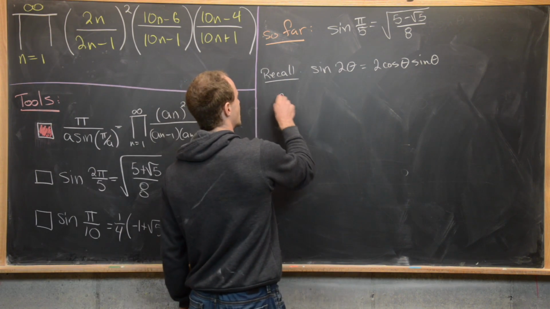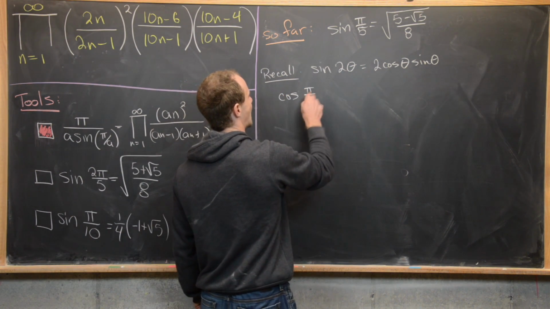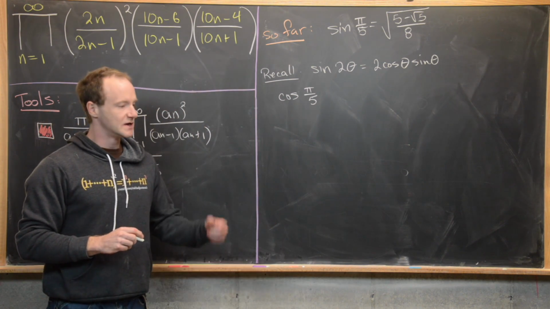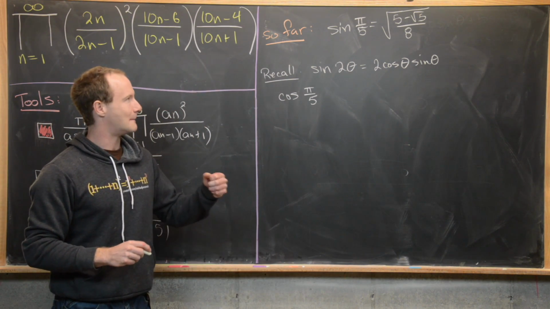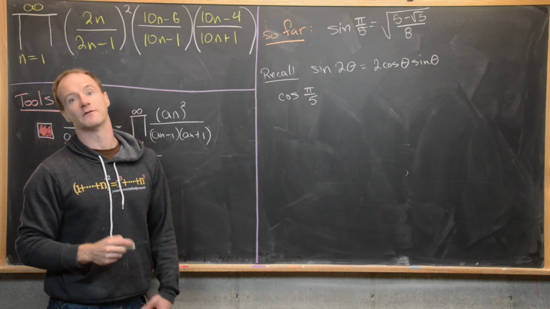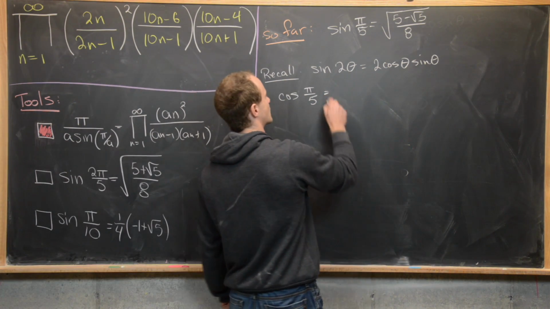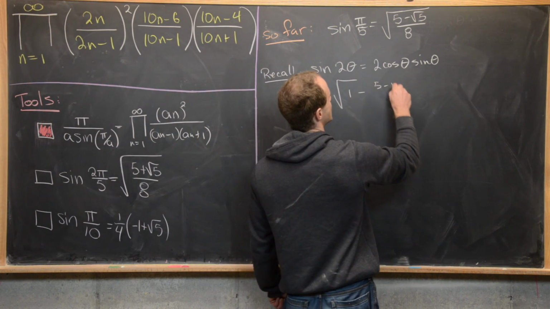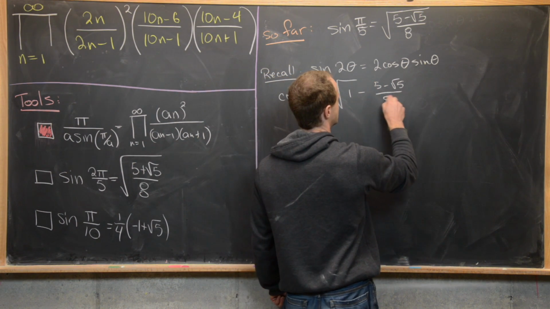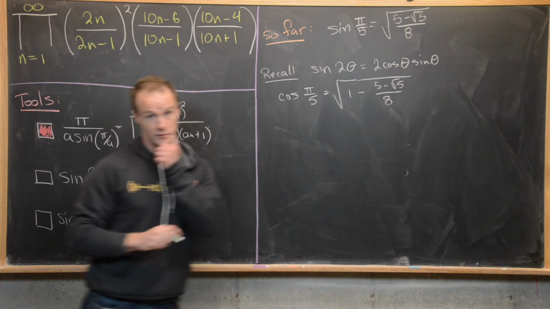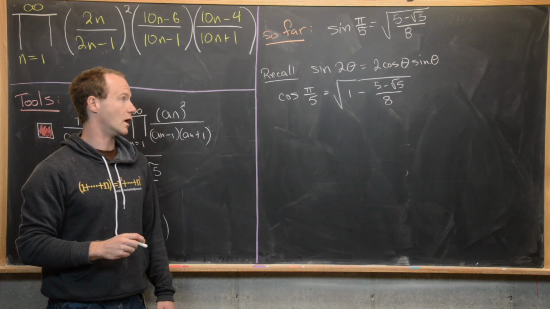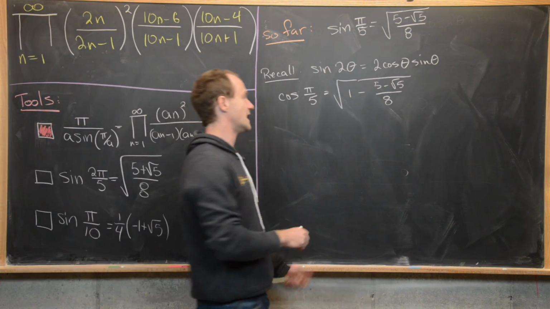So the first thing that I want to do is use the Pythagorean identity to calculate the cosine of pi over 5. So it's going to be the square root of 1 minus the sine of pi over 5 squared. In other words, this is going to be the square root of 1 minus this thing right here, but with no square root, because we had to square it. That comes from the fact that cosine squared plus sine squared is equal to 1. Okay, so now let's go ahead and simplify this.